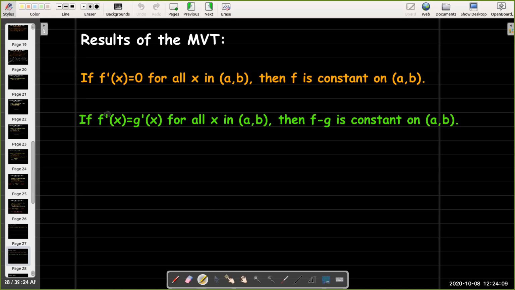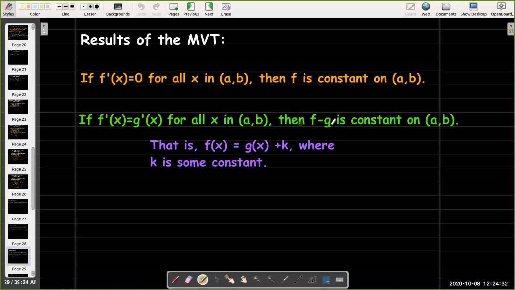And that would say if you have two functions whose derivatives equal each other, then their difference has to be a constant. Really, that's just saying f minus g is some function h, and if h prime of x equals 0, then h is constant. But saying that f minus g is constant just means that f of x is g of x plus k.